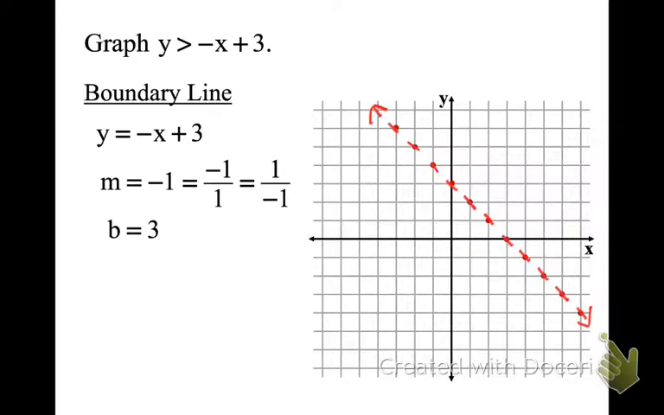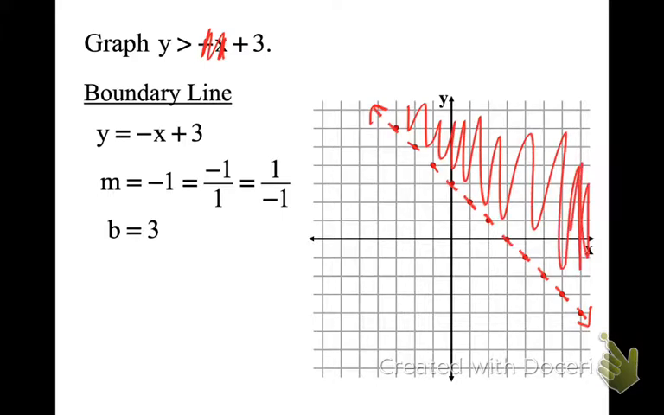Now, Bryce, which way am I shading? Above the line, because it says y is greater than positive 3. So all the numbers on the y-axis are up here.